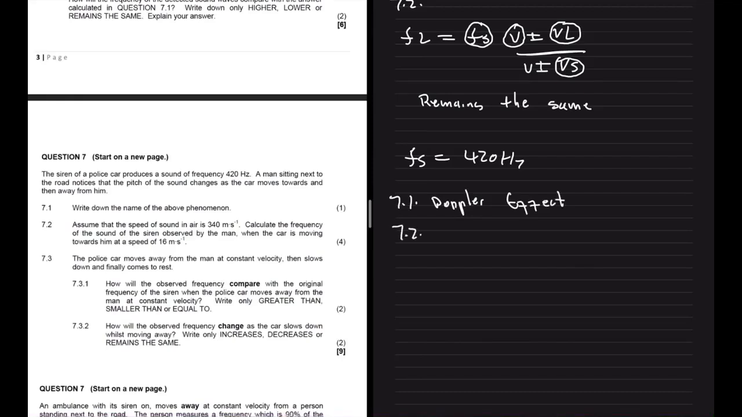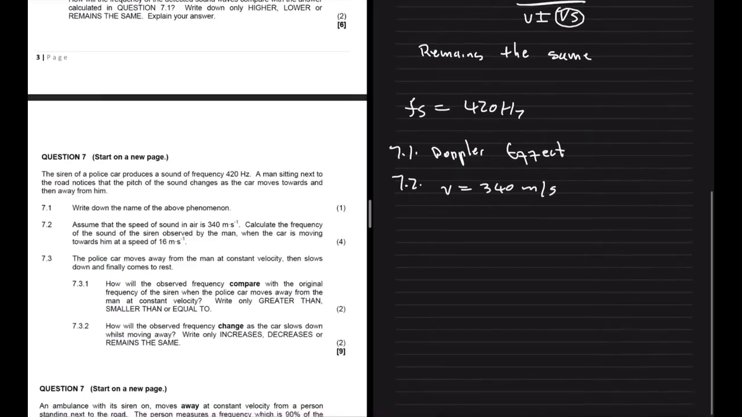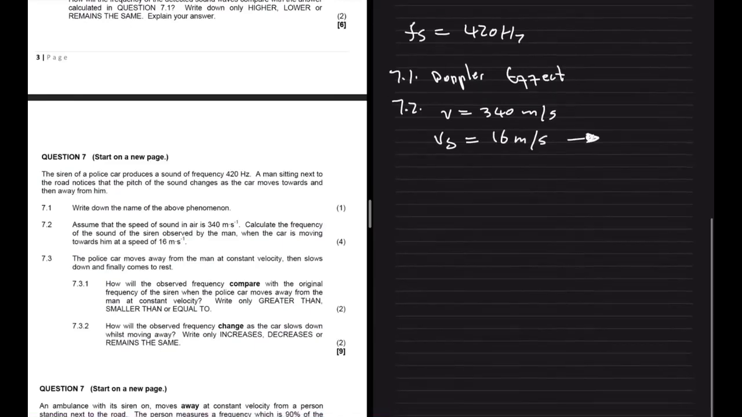7.2. Assume that the speed of sound in air is V equals 340 meters per second. Calculate the frequency of the sound of the siren observed by the man when the car is moving towards him. So V of source equals 16 meters per second towards him. We just denote that by an arrow. So we're going back to the formula: F of L equals F of S, V plus or minus V L, divided by V plus or minus V S.